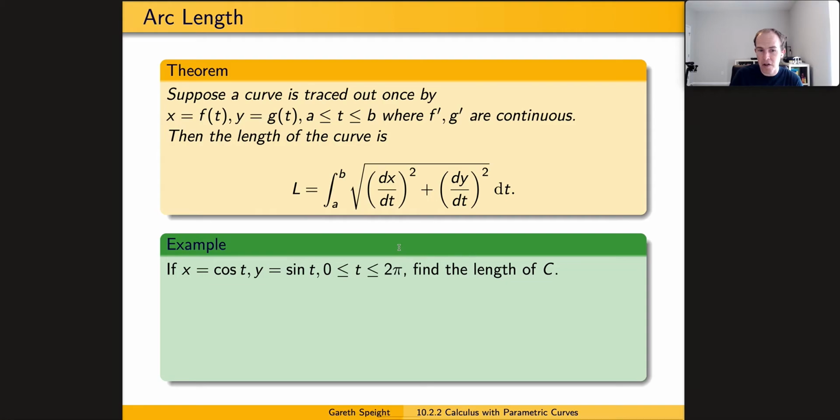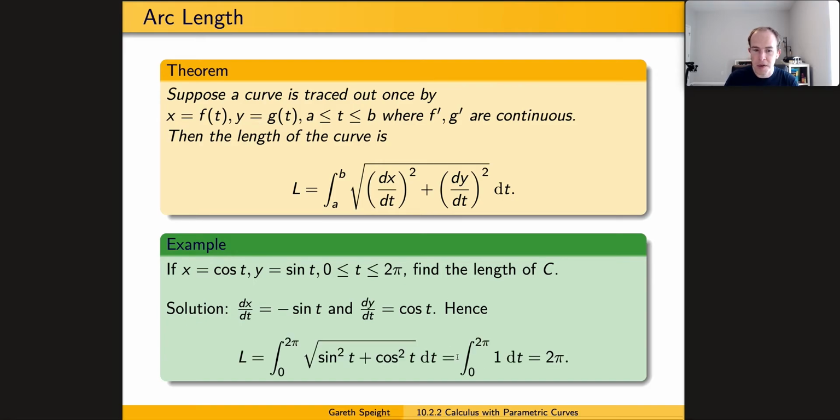So for instance, if x is cosine of t, y equals sine of t, t is running between 0 and 2 pi, let's try to find the length of C. So all we have to do is substitute everything in our formula. We get dx/dt is negative sine t, dy/dt is equal to cosine t. We substitute everything in. We're integrating from 0 to 2 pi. The square root of (dx/dt) squared gives us sine squared t, (dy/dt) squared gives us cosine squared t. That means the inside is going to be 1 using our trig identity. So we're integrating 1 from 0 to 2 pi. We get 2 pi.